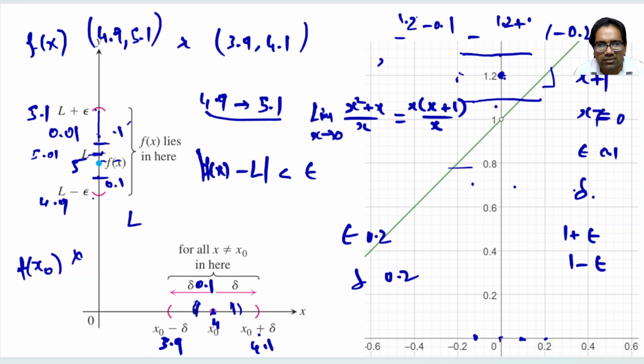So the graph should always lie between 1.1 and 1.3. You'll ask me, tell me the delta, that is x. Tell me the range of x in which this graph is always lying between 1.1 and 1.3. Now I am clueless, right? Because there is no such delta. Whatever delta, if I take the delta big or small, it doesn't matter, right? This graph should always lie between this range. It is not lying in this range.